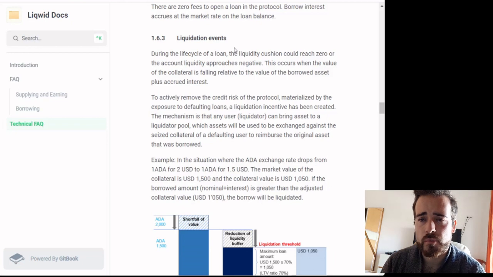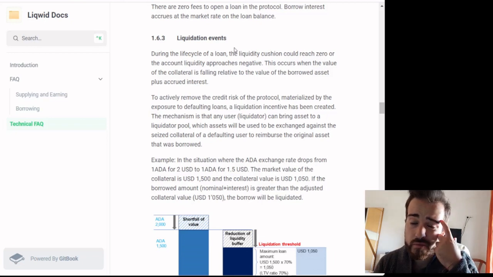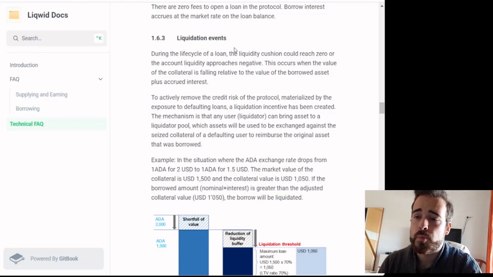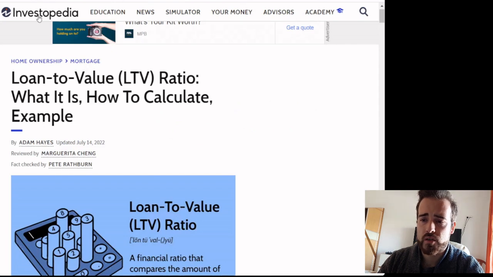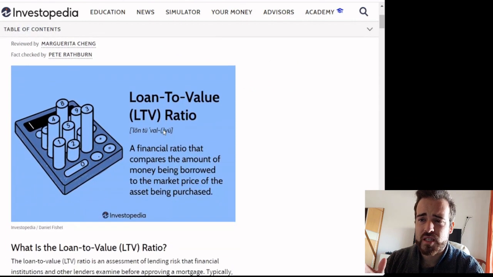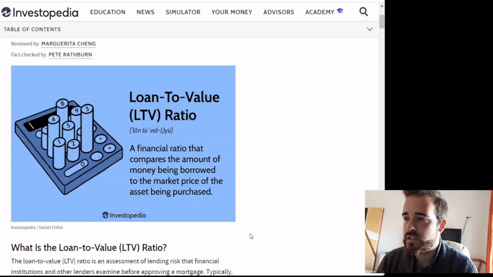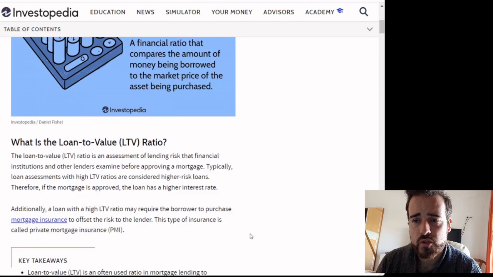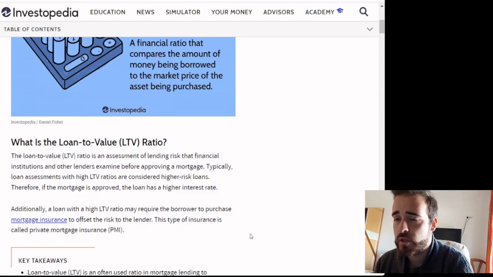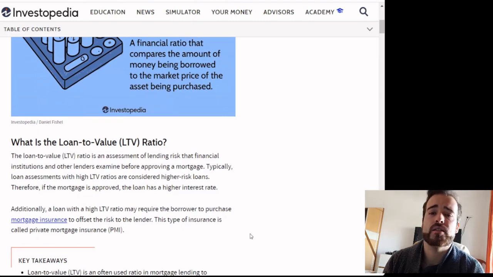One thing that is also very important when using this kind of protocols like Liqwid is to pay attention to the loan to value ratio. Okay, let's go to Wikipedia here to take a look at what it is. So basically the financial ratio that compares the amount of money being borrowed to the market price of the asset that we are purchasing. In this case, we're not purchasing assets, so we are comparing it to the collateral. Okay, so it basically compares the amount we borrowed to the collateral we have supplied.